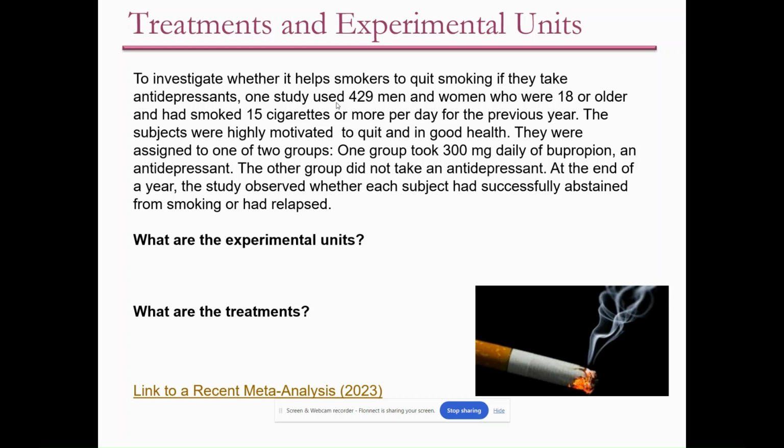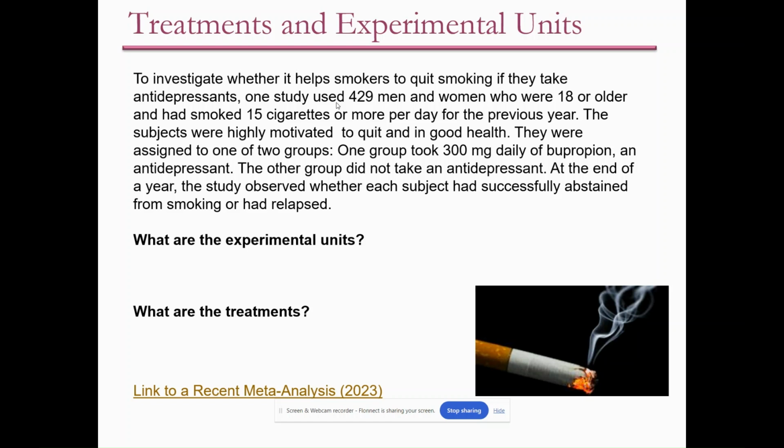They were assigned to one of two groups. One group took 300 milligrams daily of bupropion, an antidepressant. The other group did not take an antidepressant. At the end of the year, the study observed whether each subject had successfully abstained from smoking or had relapsed. And then, of course, we would want to compare the results for these two groups.